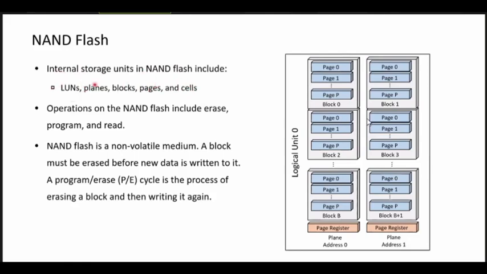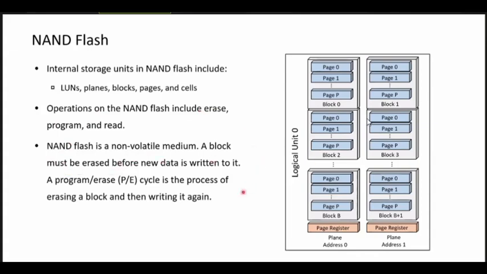LUN is basically the actual storage space provided, or what we call logical unit number, that we provide to the service. So operations of NAND flash include erase, program, and read. These are the only 3 operations. Erase and program, basically, you want to write or you want to remove. That's it, right? NAND flash is a non-volatile medium, so a block must be erased before new data is written.